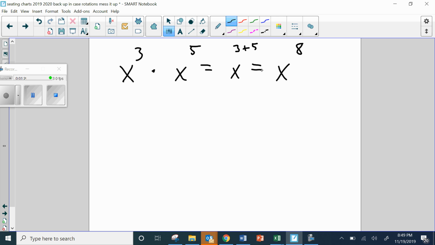Again, the product rule says if you're multiplying two terms with the same base, x is the base, the big number, all you do is you add the exponent. So we added 3 plus 5 right here, and that gave us 8. All right, next problem.